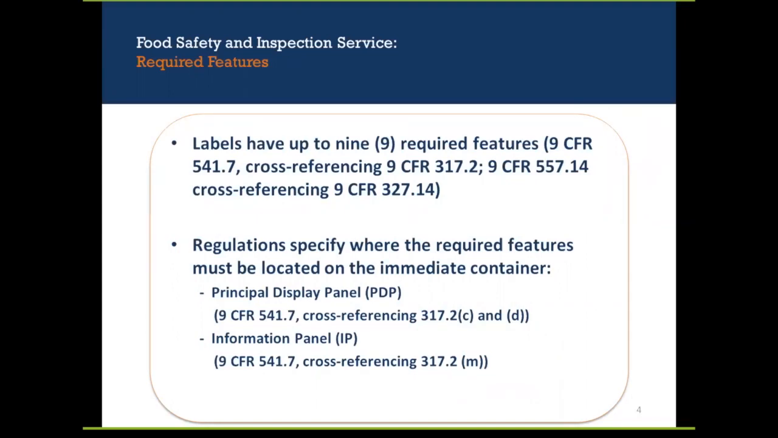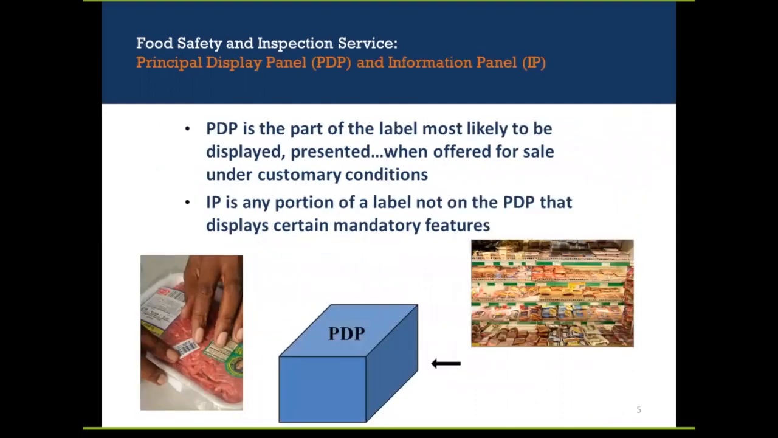Now, the good news is that the principal display panel and the information panel are defined by FSIS in the same manner in which they're defined by the FDA. The principal display panel, commonly referred to as the PDP, is the part of the label most likely to be displayed when offered for sale under customary conditions. The information panel, or IP, is typically located to the right of the PDP. The specifics for where the information panel is located on a container are outlined in 9 CFR, that's the Code of Federal Regulations, so 9 CFR 317.2(m), and that regulation was noted on the previous slide.